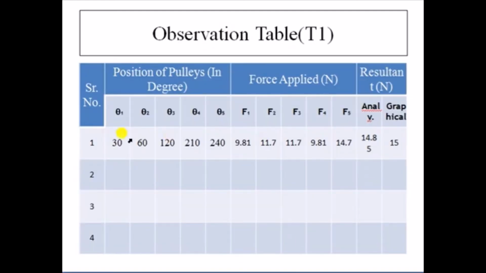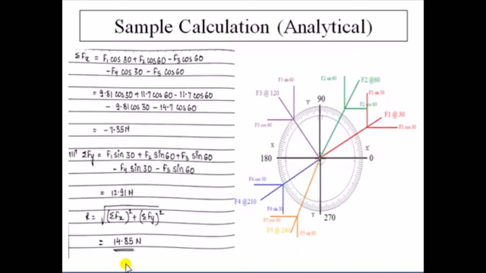Now coming to the observation table, we have noted down the value of theta, that is at what places the string of the pulley is laid. These are the theta values noted down. We knew the weight at each end of the pulley, so we noted down the weight and converted it into Newton by multiplying the weight value by 9.81. We get the force value and these are the values obtained. Now we need to get the resultant analytically and graphically. So let us discuss how analytically we obtained these results.